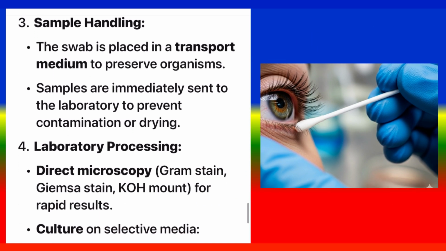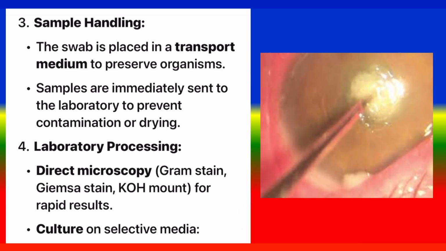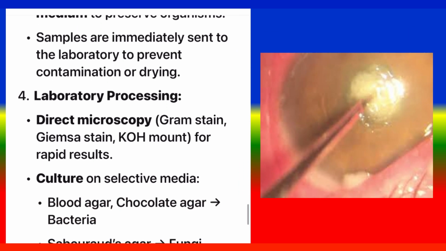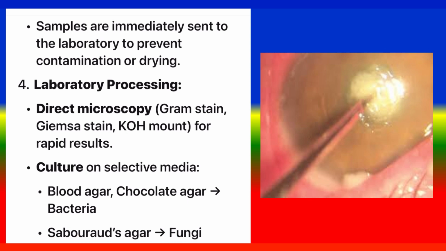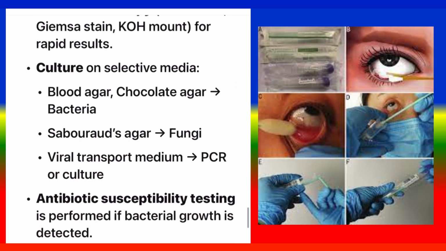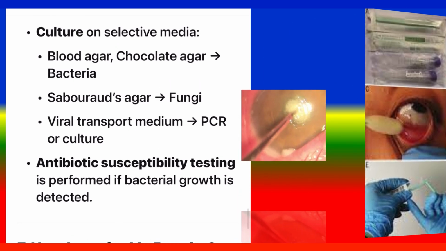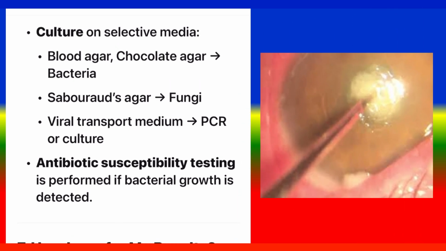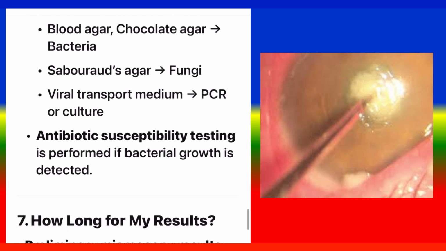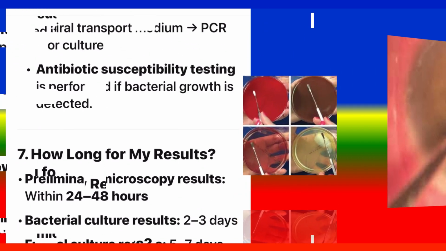3. Sample handling. The swab is placed in a transport medium to preserve organisms. Samples are immediately sent to the laboratory to prevent contamination or drying. 4. Laboratory processing. Direct microscopy, Gram stain, Giemsa stain, KOH mount for rapid results. Culture on selective media: blood agar, chocolate agar for bacteria; Sabouraud's agar for fungi; viral transport medium, PCR or culture. Antibiotic susceptibility testing is performed if bacterial growth is detected.